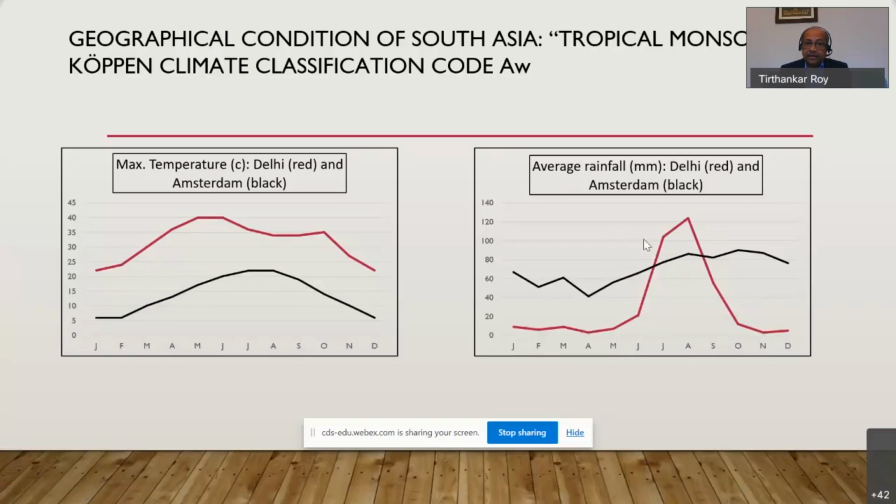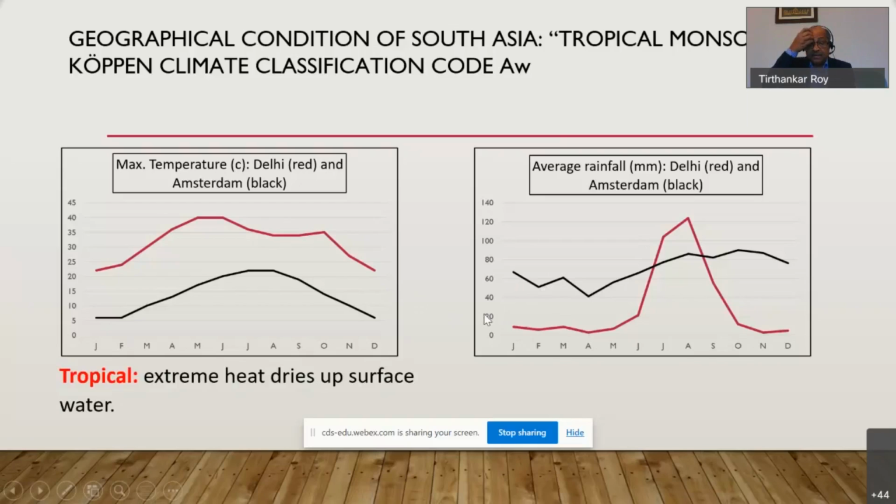Now, what does it mean? What it means can be shown very simply by using two charts, one tracking maximum temperature monthly and the other average rainfall month-wise. I'm comparing a Western European city, randomly chosen, you can replace Amsterdam with London or Paris, the message won't change, and a tropical monsoon city, Delhi.